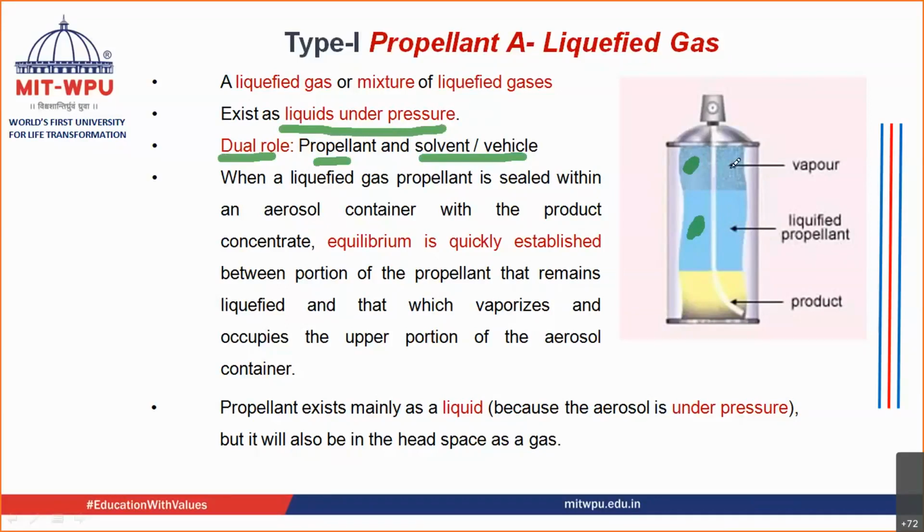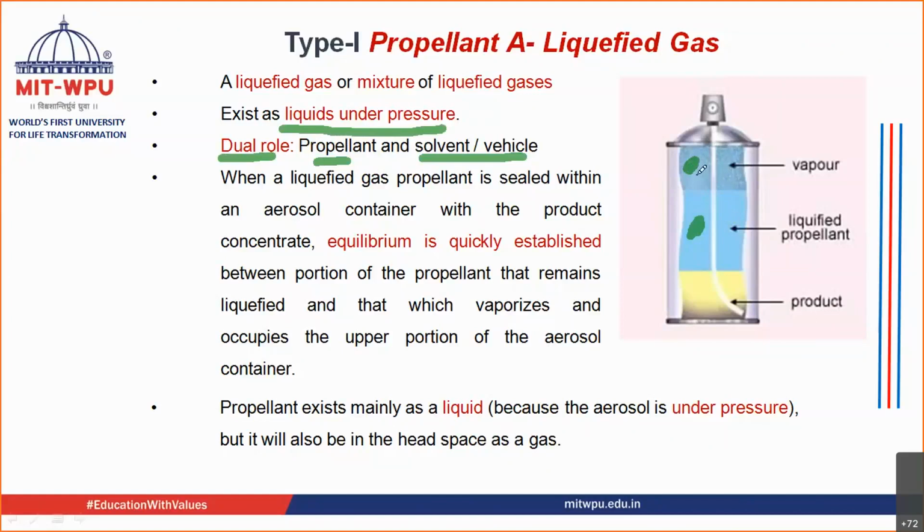Are you getting me? So once you fill this product, upon that you fill your liquefied propellant, and you close the container from the top. So what is going to happen? An equilibrium is going to be established, and if some vacuum is there, then as the pressure is less, this liquid propellant is going to get converted immediately into vapor, and it is going to remain over here.